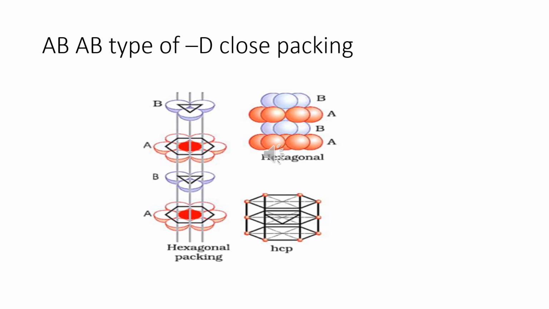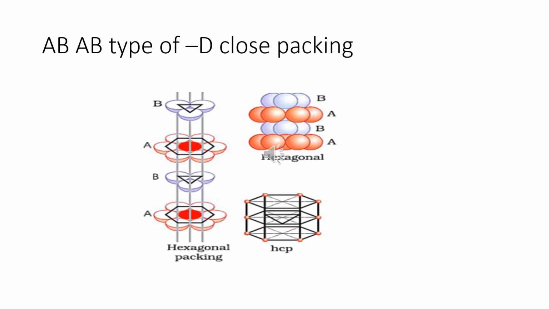Next, we see AB type of three-dimensional close packing. Here, the tetrahedral voids of the second layer may be covered by the spheres of the third layer. In this case, the spheres of the third layer are exactly aligned with those of the first layer. Thus, the pattern of spheres is repeated in alternate layers. This type of arrangement is called an AB pattern. The structure is called a hexagonal close packed structure. For example, magnesium and zinc metals show this type of arrangement.